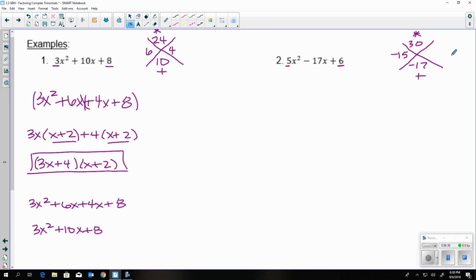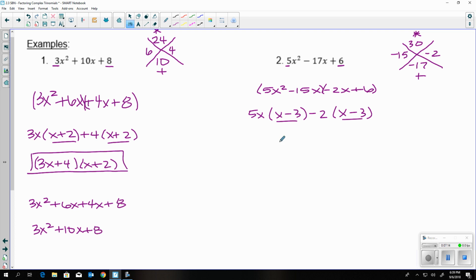So I rewrite the problem with new middle terms. So 5x squared minus 15x minus 2x plus 6. Then I can now factor by grouping. So group the first two, group the second two. First group, I can take out a 5x. That leaves me with x minus 3. Second group, I can take out a negative 2. That leaves me with x minus 3 because I'm dividing by a negative 2. So a positive divided by a negative will give me negative 3. These match, which is exactly what I want to have. 5x minus 2 times x minus 3.